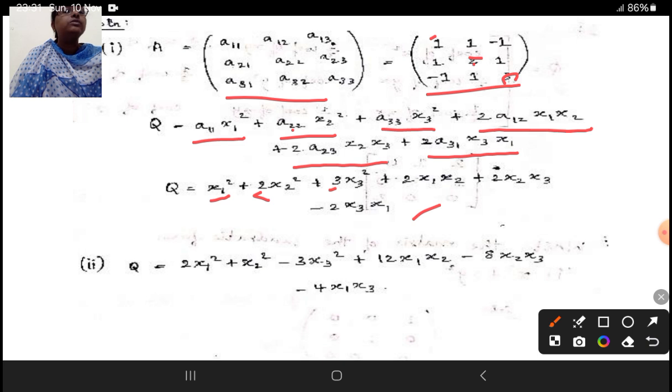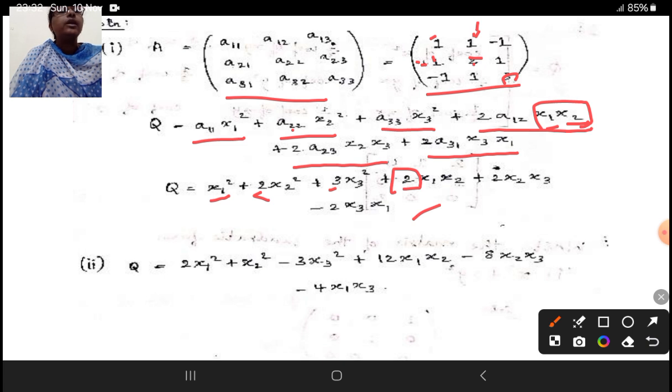Next value is x1 x2, first row second column. These two positions we want to consider. In these two positions the x1 x2 coefficient is 2, so 2 divided by 2 gives 1. That 1 we write in these two positions. Half of the value only we write there.